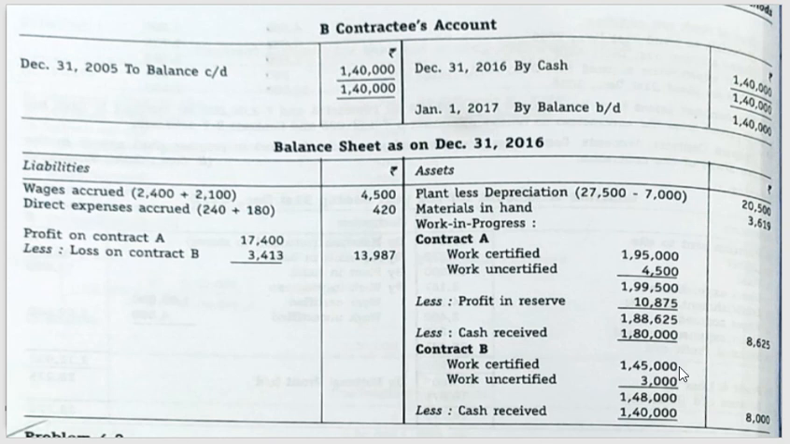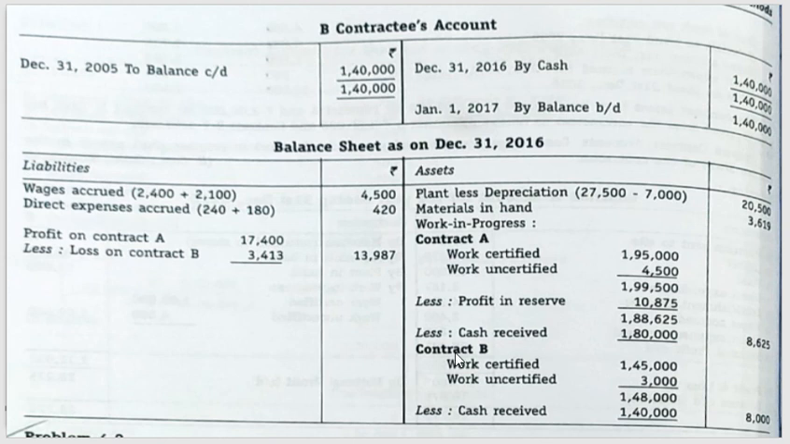So when we minus our cash received 1,80,000, we will get the balance of 8,625. So in work in progress items, that is work certified and work uncertified, with that we will minus our reserves and we will minus our cash received to find out what is the amount which is an asset to us or to the contractor. Assume yourself always to be the contractor when you're preparing your contract accounts.